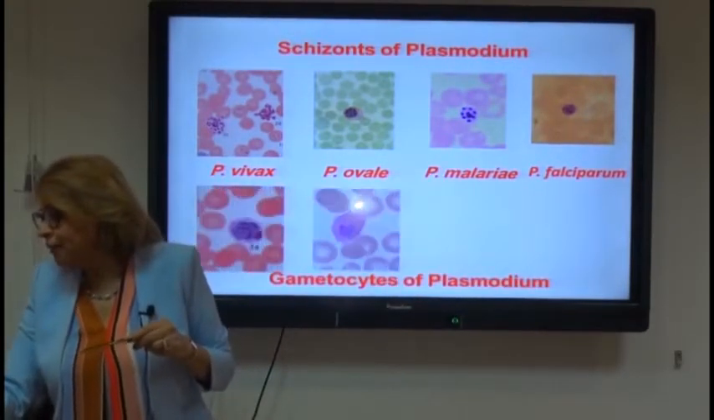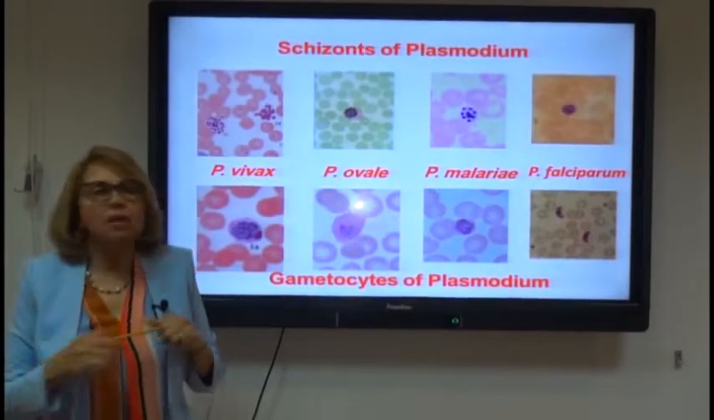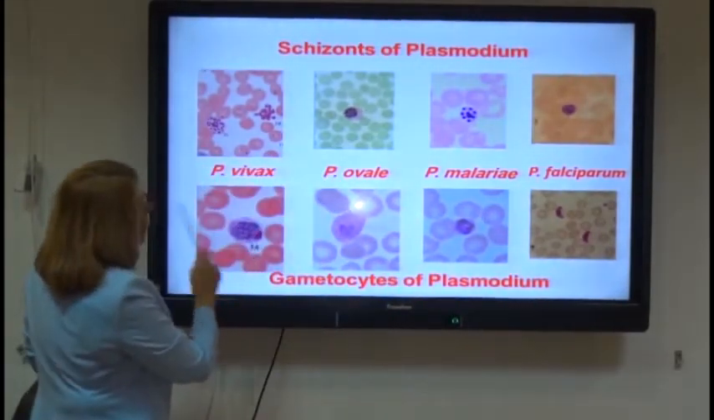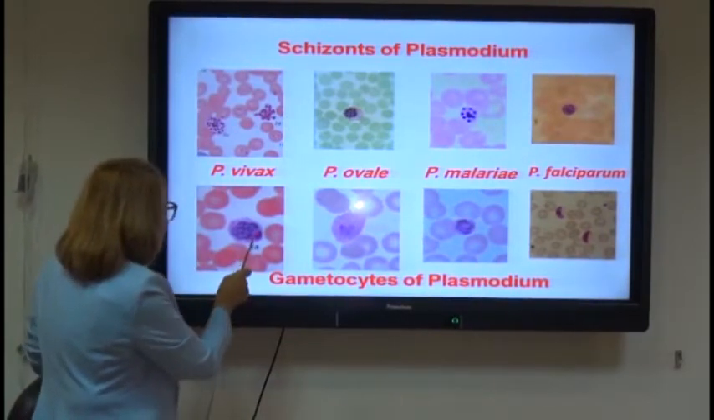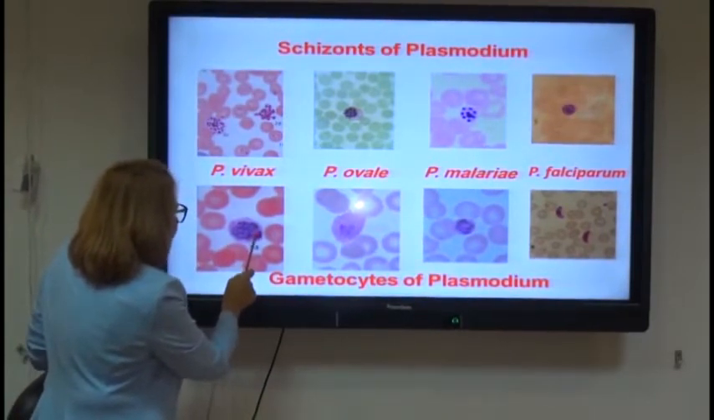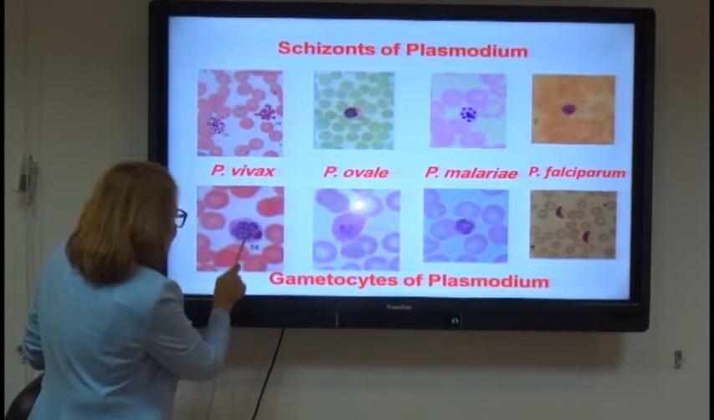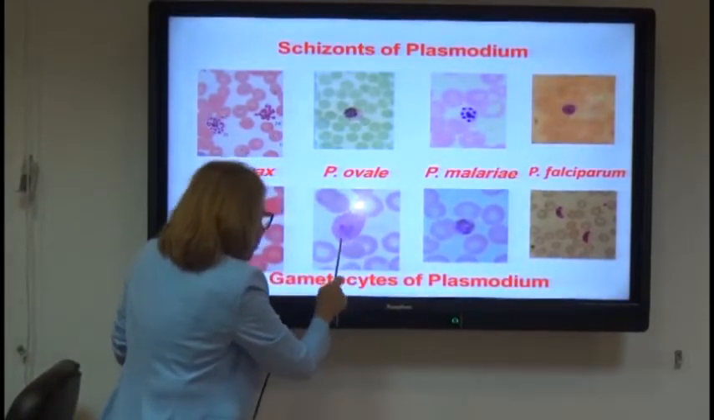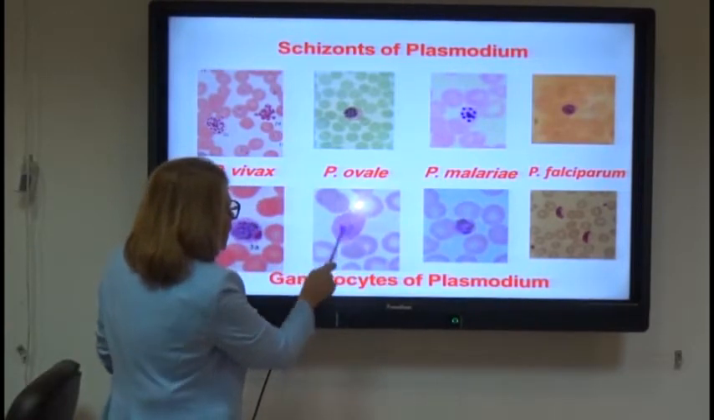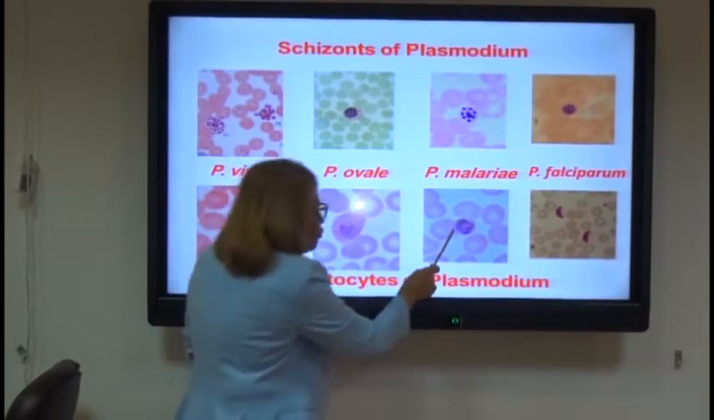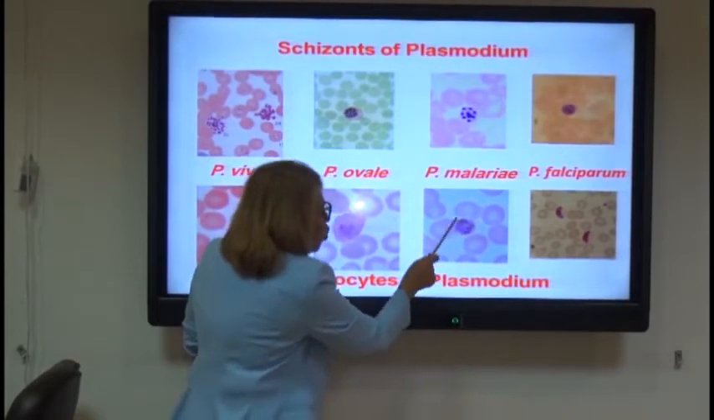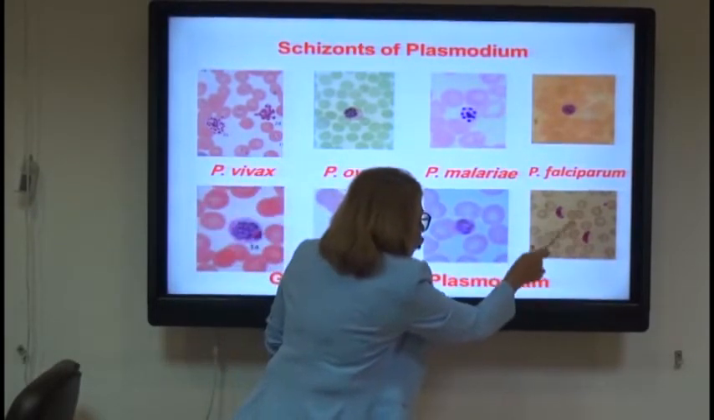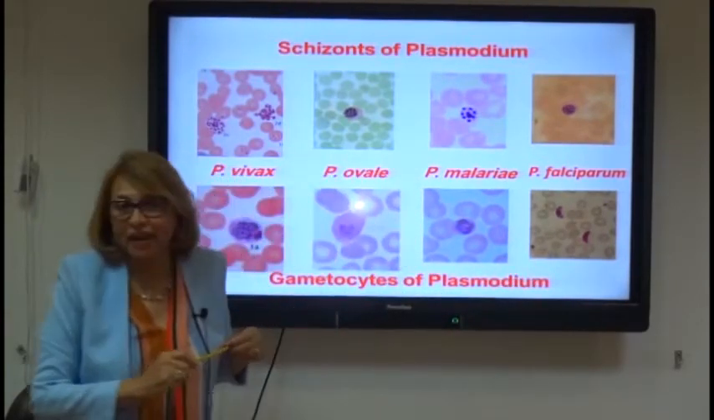The gametocytes of the three species: the gametocyte of Plasmodium vivax is round and contains a chromatin dot. The pigments also appear here. In ovale it is oval, fimbriated, with a chromatin dot, and the red cell is enlarged. In malariae, the red cell is of normal size, the gametocyte is smaller and compact. But in falciparum it is banana shaped or crescent shaped.